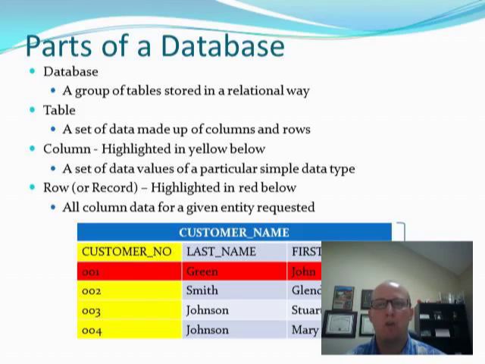And a row, sometimes called a record, you may hear it either way, is highlighted in red below. That is all of the column data for a given entity within one table. For instance, you see below I have John Green's row highlighted. His row consists of his customer number, his last name, and his first name. All of that data is his row within the customer name table.